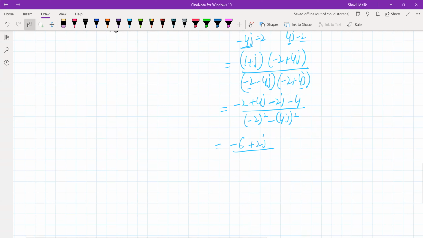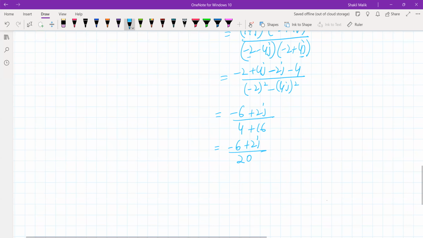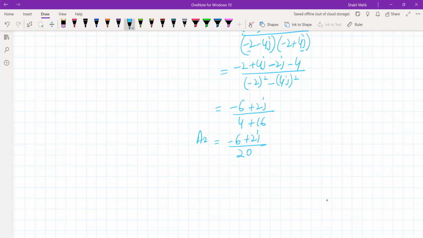Okay, let me write. So it is 4 plus 16. Okay, I hope I'm correct. Please check it yourself. So it is minus 6 plus 2j divided by 20. That is equal to a2, and a2 is simply 6 divided by 20, which is equal to 0.3, plus 2 divided by 20, which is equal to 0.1j. So this is our a2.